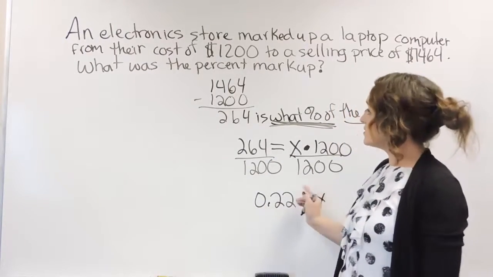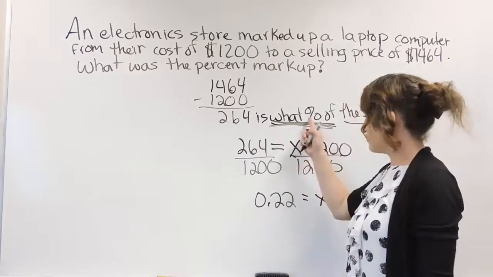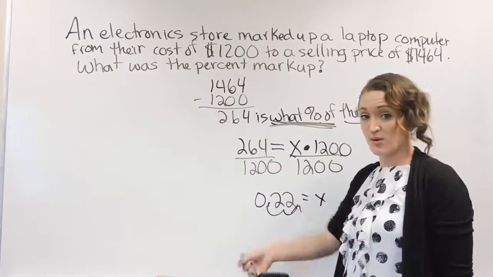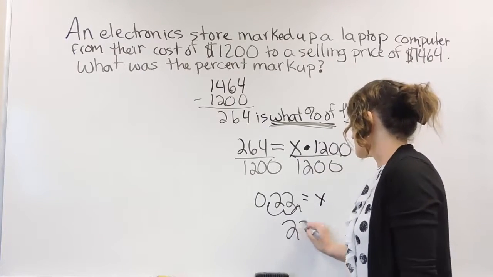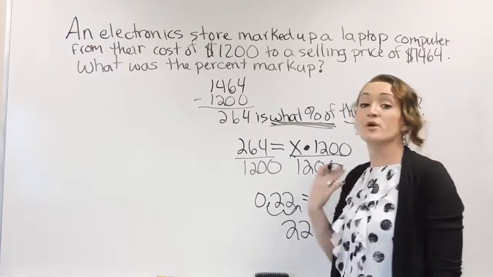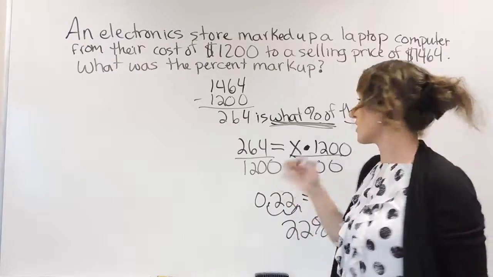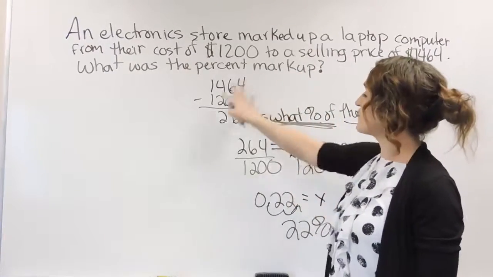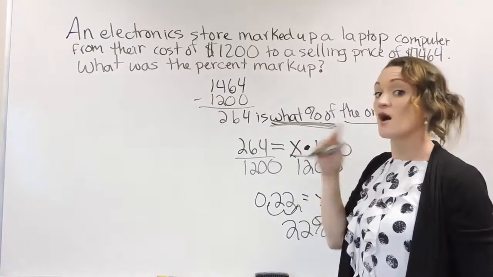So when you go from a decimal to a percent, you move the decimal point 2 times to the right. So this is 22%. It's a 22% markup is what this was. So always find the difference in price, and then that difference is what percent of the original.